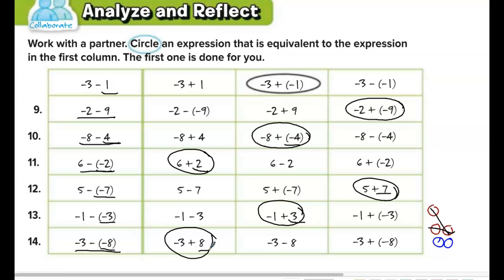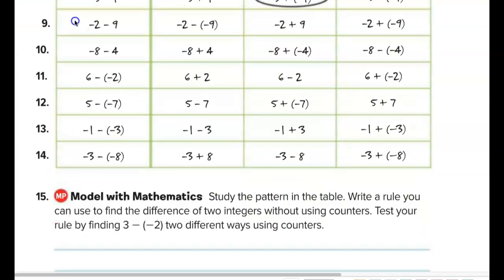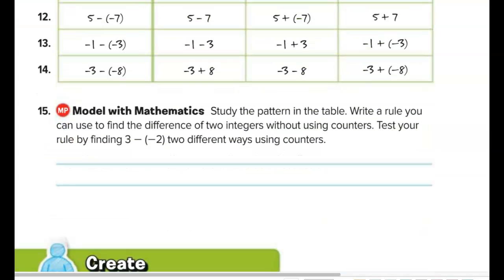We're going to add them. Okay, so our rule, because here we changed subtraction to addition, and so on, right? We changed all of our subtractions to additions and then added the opposite of the second number. Okay, so what would be our rule? Our rule is going to be add the opposite of the second number.